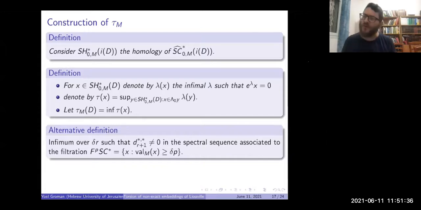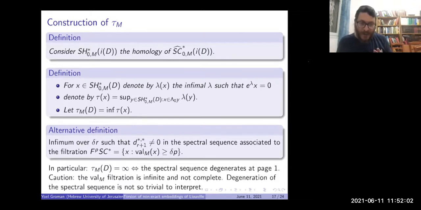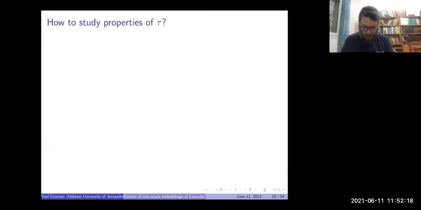And there's an alternative definition in terms of spectral sequences, where you can think of it as measuring the first page where you have a non-trivial differential, given a filtration. The interpretation of what it means for tau to be infinite is that the spectral sequence degenerates at page one. But you have to be very cautious, because this filtration is infinite and non-complete. So the fact that this spectral sequence degenerates is not so trivial to interpret. For example, if you take a sphere, let me just draw it over here.